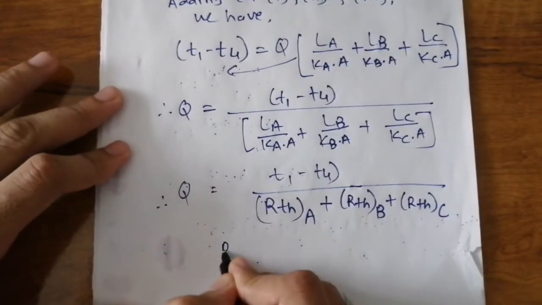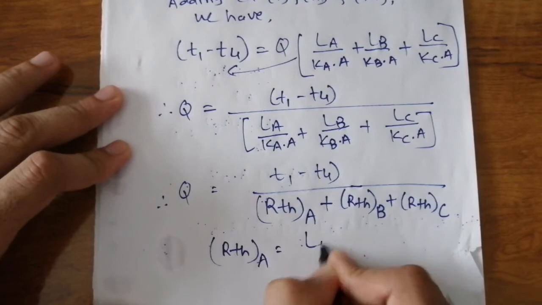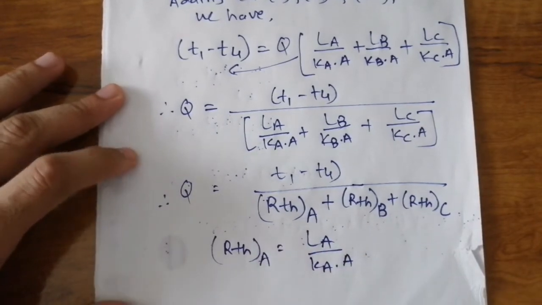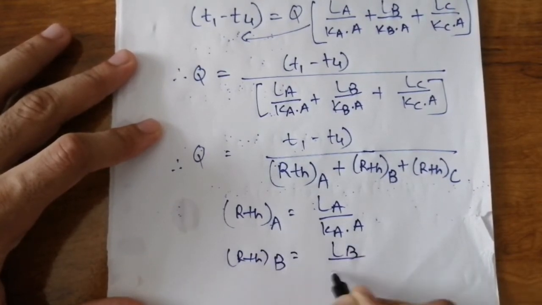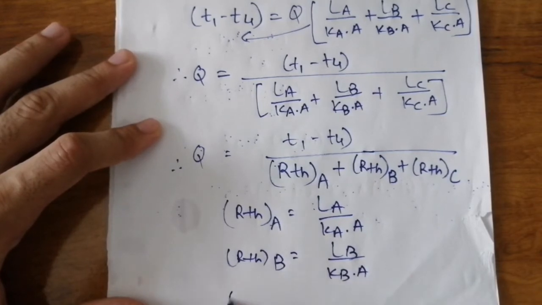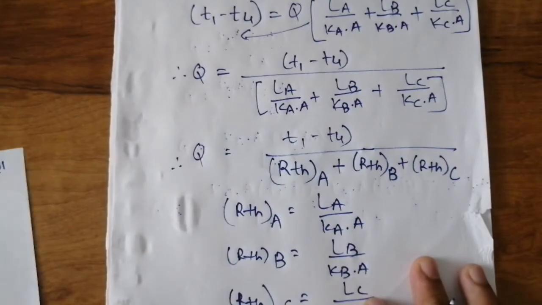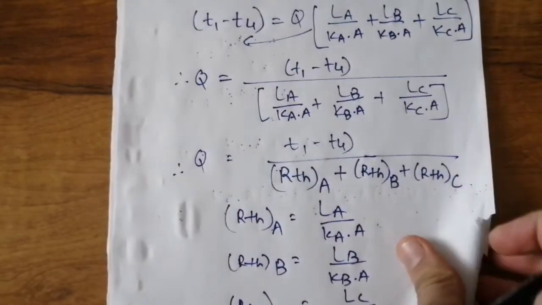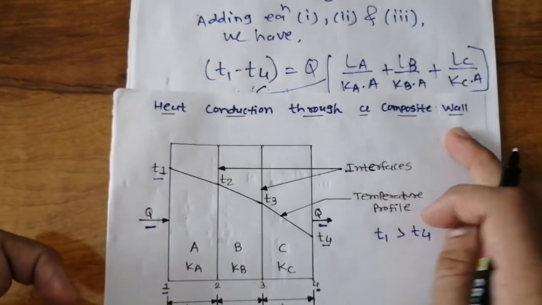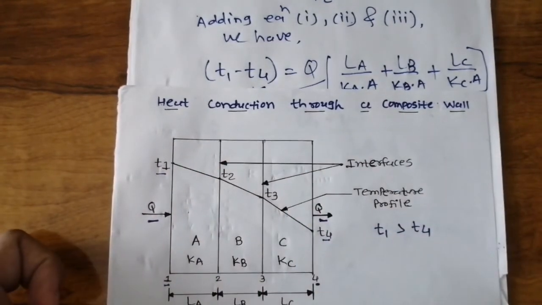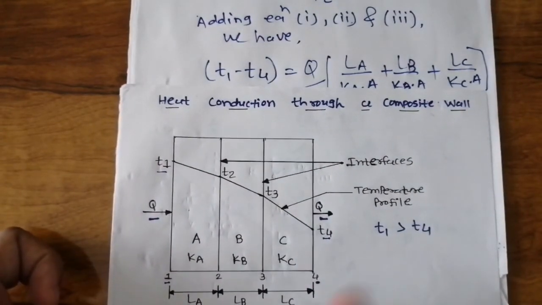RTHA is equal to LA by KA into area. Similarly, RTHB is equal to LB by KB into area, and for layer C, RTHC is equal to LC by KC into area. This is the equation we derived for heat conduction through the composite wall. Initially we considered three layers, but more or fewer than three layers may be given.